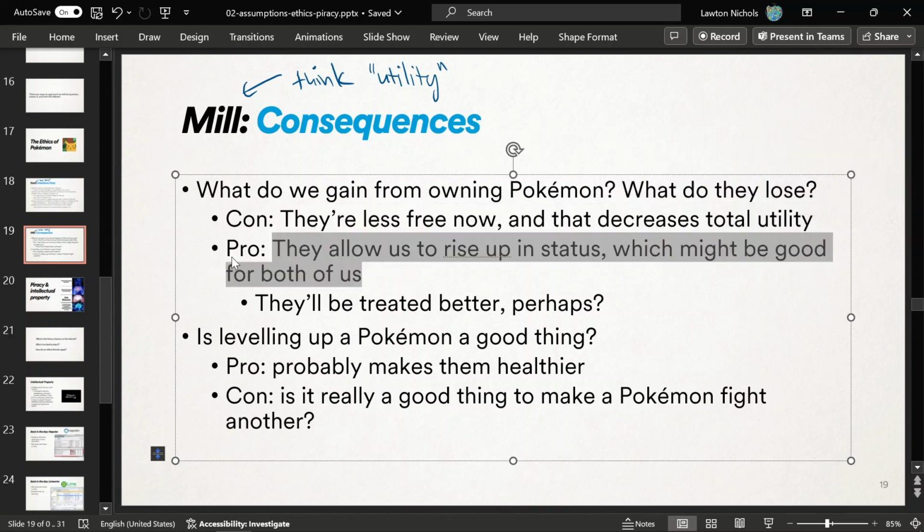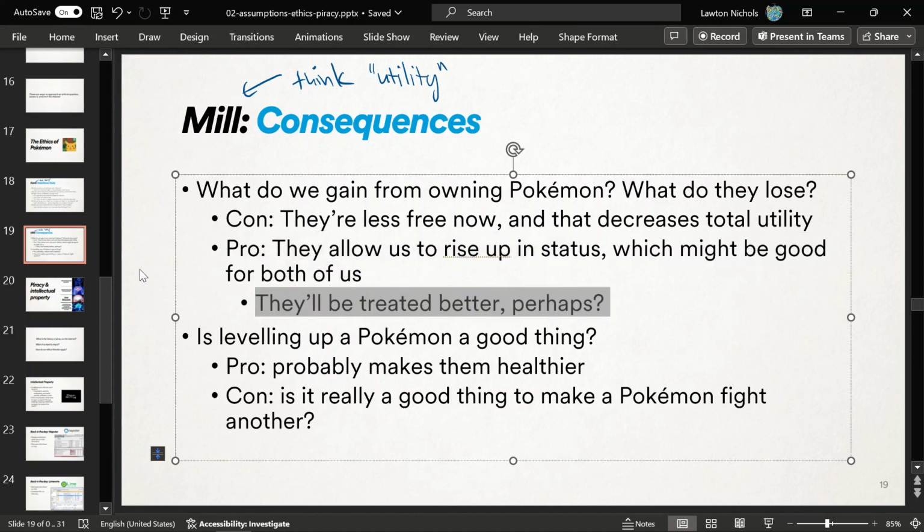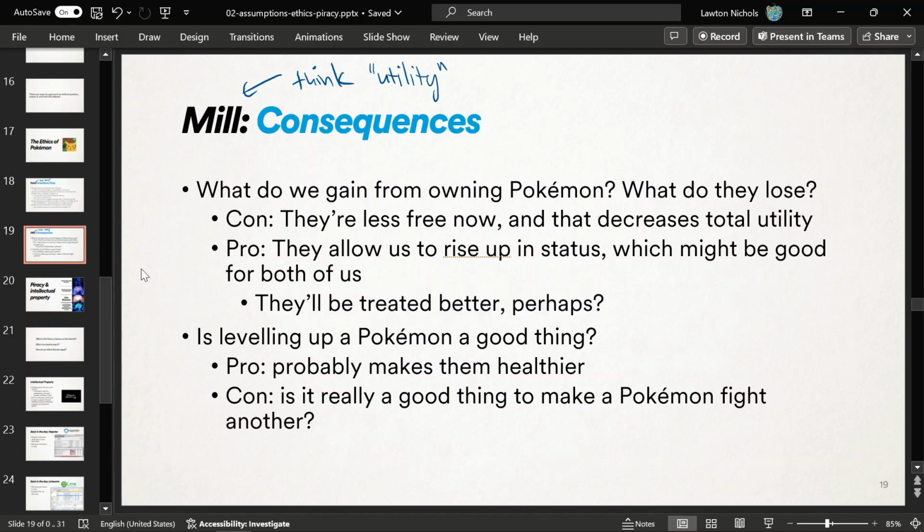But a flip side of that, a pro is like, if we level up a Pokemon and we use them, like, we own them, have them fight each other and we gain badges, that allows us to rise up in status as humans, which might be good for the Pokemon too, because that unlocks special Pokemon resorts. They have that in the anime, for example. And so maybe that ends with both of us being treated better in the end. Who knows? So you gotta weigh all those things. There's no right answer. You gotta pick which side has the most weight.